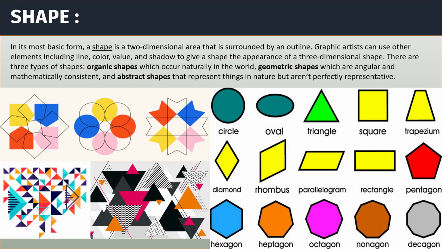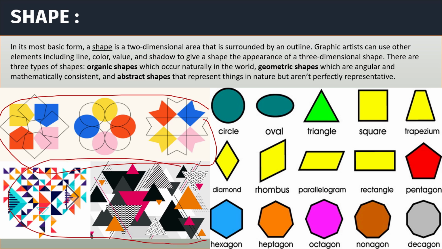So now discussing shapes. We have basically discussed shapes in the previous videos. If you haven't watched them, please do give them a watch. It is the most basic form in 2D, okay, and graphic artists can use other elements including line, color, value, and shadow to give a shape the appearance of a 3-dimensional shape, like over here. Okay, or these compositions as well. Okay, there are 3 types of shapes: organic shapes, abstract shapes and geometric shapes.